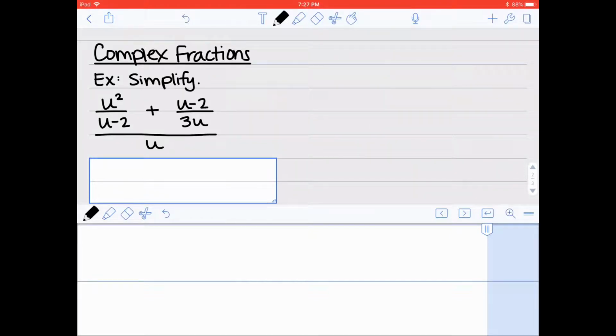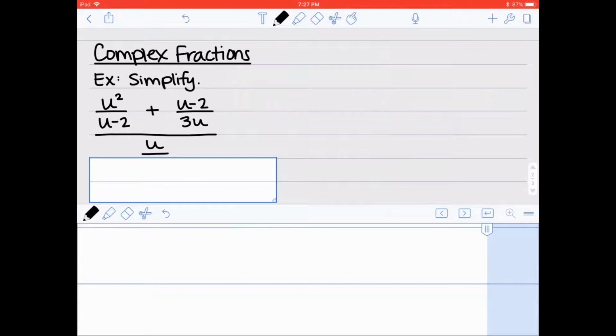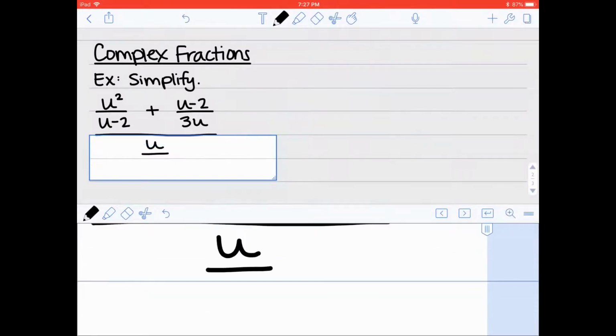The method that we're going to use for complex fractions is, first, we have to identify what our common denominator is. To do that, we need to take the u on the bottom and turn it into a fraction. So I'm going to write that as u over 1. There we go, u over 1. Perfect. All right, so now all of those are fractions.